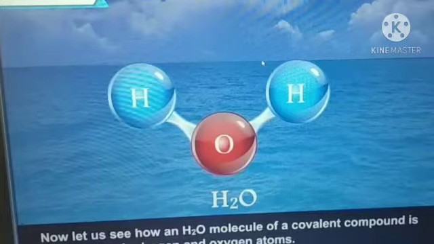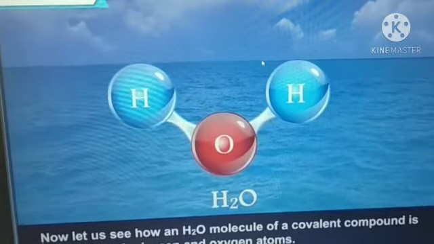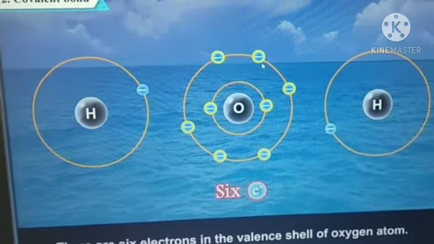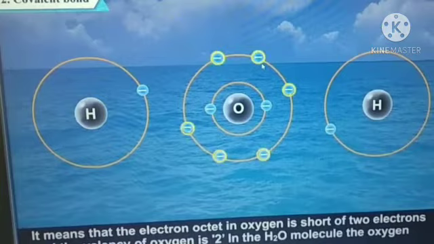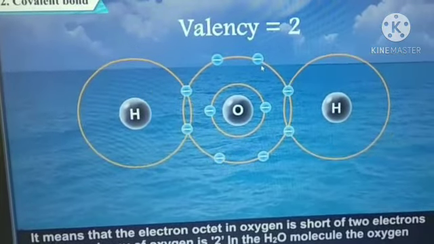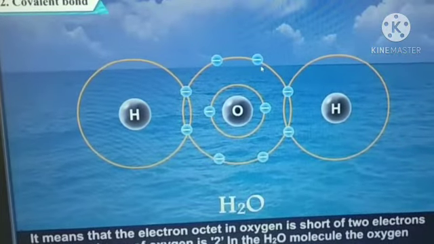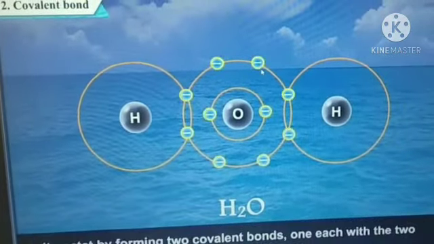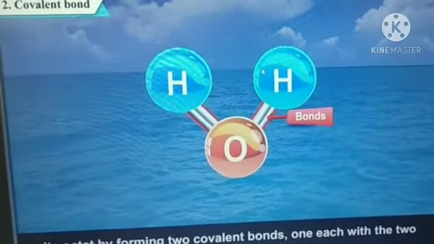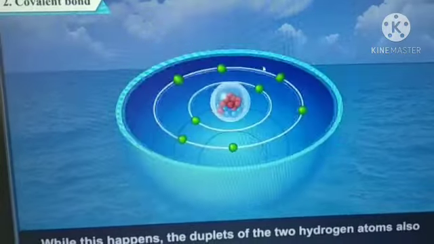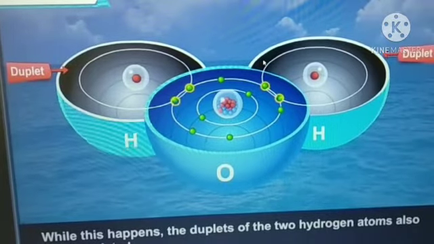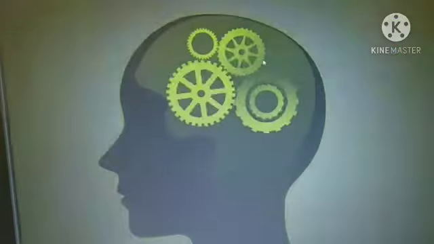Now let's see how an H2O molecule of a covalent compound is formed from hydrogen and oxygen atoms. There are 6 electrons in the valence shell of an oxygen atom. It means that the electron octet in oxygen is short of 2 electrons and the valency of oxygen is 2. In the H2O molecule, the oxygen atom completes its octet by forming two covalent bonds, one each with the two hydrogen atoms. While this happens, the duplets of the two hydrogen atoms also are completed.